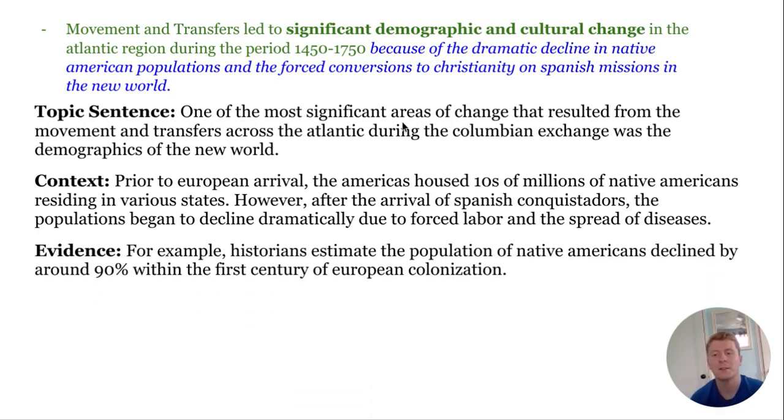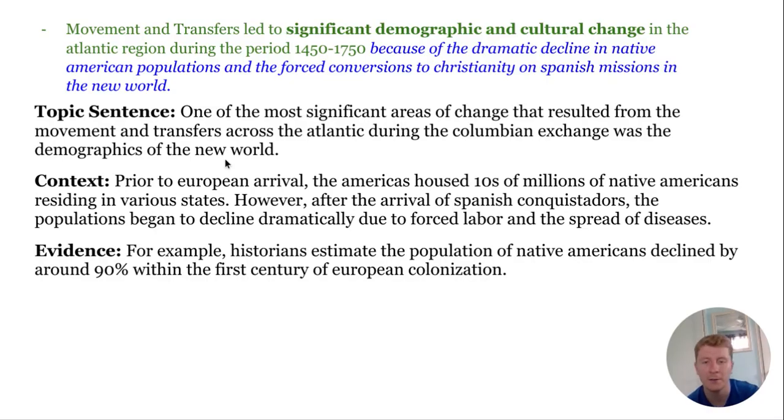Now I got to give evidence. So then I'll enter in, for example, historians estimate the population of Native Americans declined by around 90% within the first century of European colonization. Now, your evidence doesn't need a specific statistic. In this case, it really helps to have that, because it definitely highlights the severity of that change. But technically, you just need a specific historical development or event. Like, for instance, Columbus's voyages, that would be a specific event. But if you just said exploration over the Atlantic, it wouldn't really be as specific.